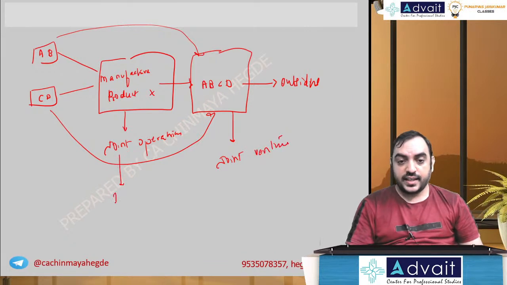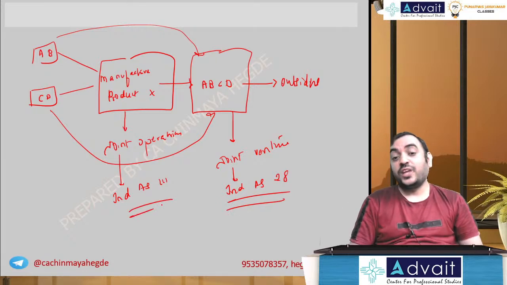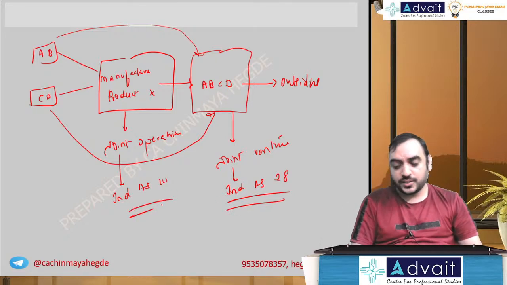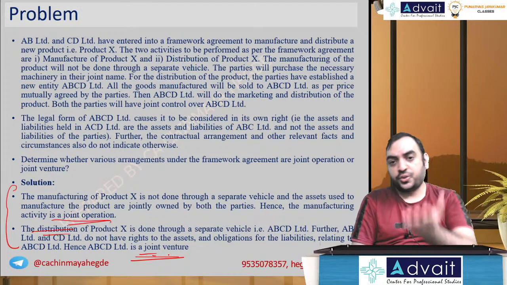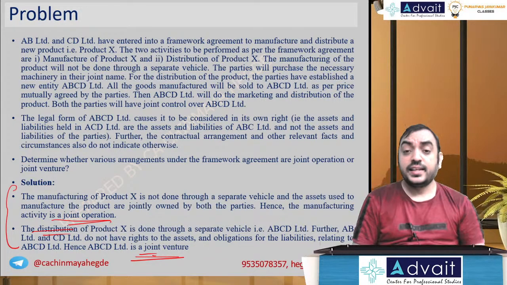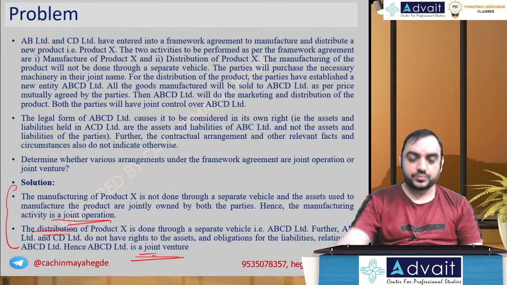So for this, Ind AS 111 accounting will apply. For this, Ind AS 28, that is the equity method of accounting, will apply. Got it? The detailed institute solution is only so much. They have given this. So it's a joint venture. Manufacturing is a joint operation. Distribution is a joint venture. So what I told you is what they've given as the answer. In the exam, you should write these three points also to justify your conclusion. Okay, I'll go further.